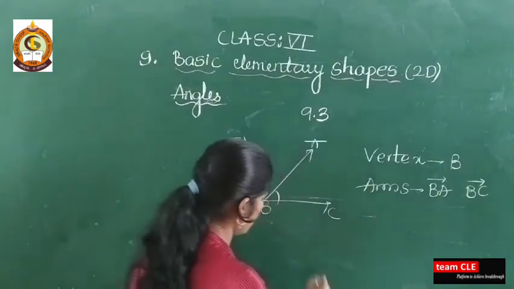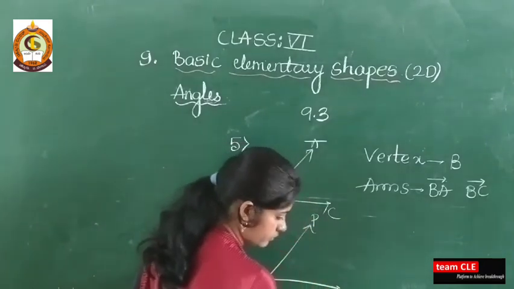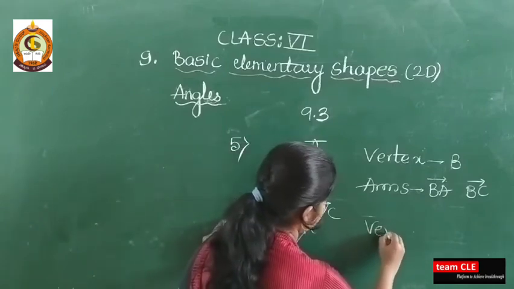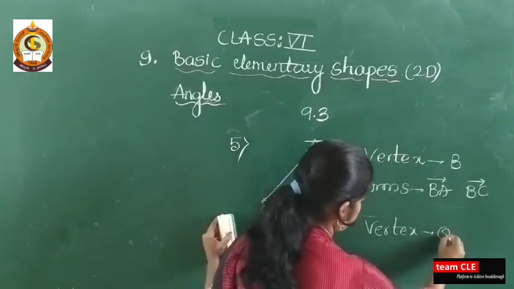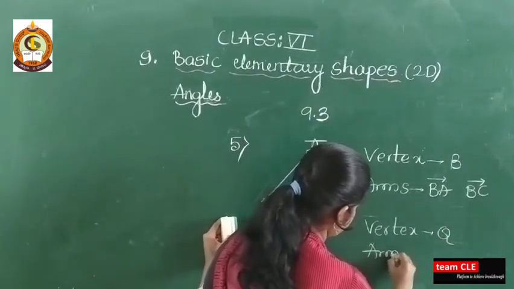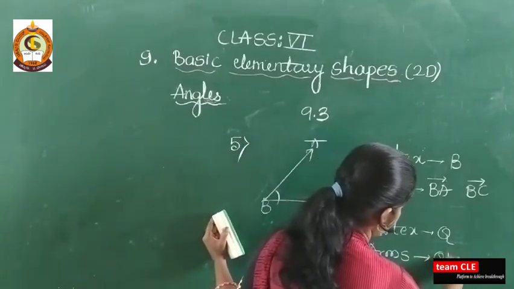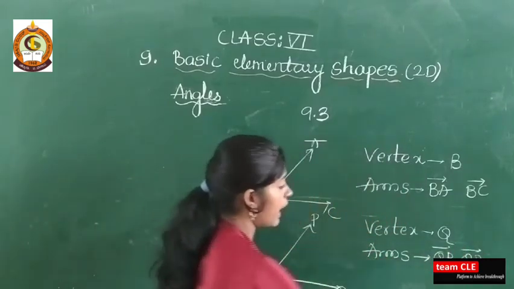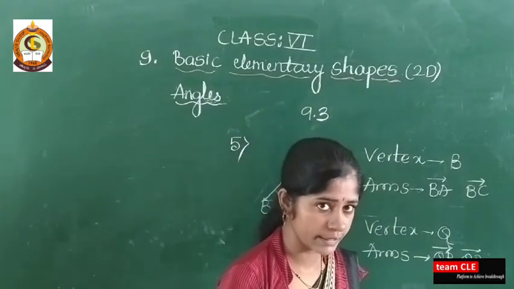Here one more is there, and they gave it like this. P, Q and R. Then tell me, which is the vertex? Yes, here the vertex is Q, and the arms are QP and QR. Here only identification is important. I hope you understood what these angles are.